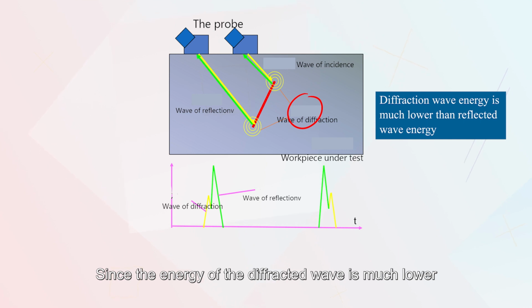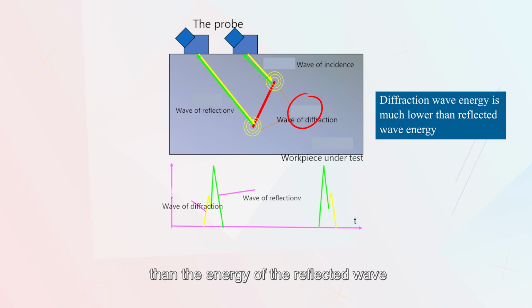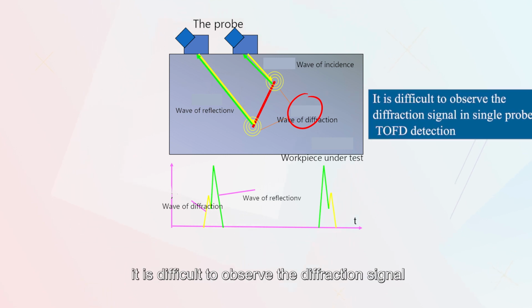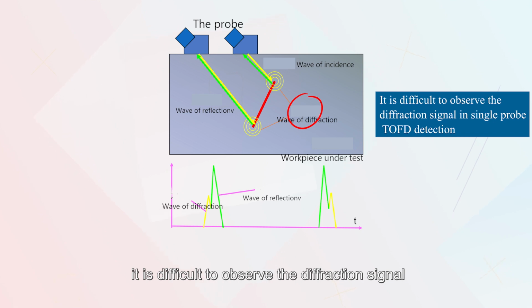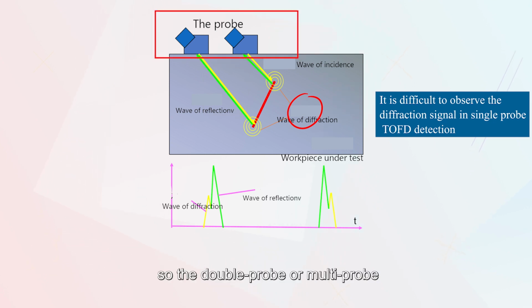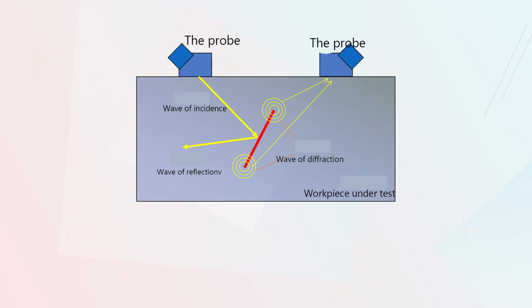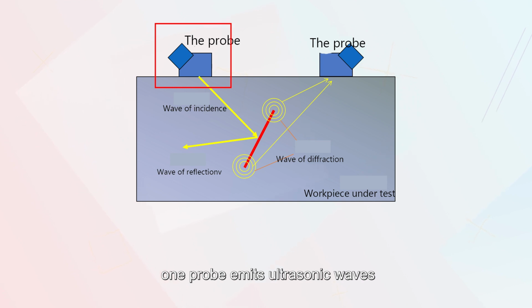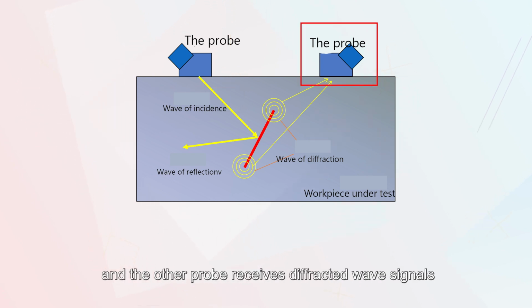Since the energy of the diffracted wave is much smaller than the energy of the reflected wave, it is difficult to observe the diffraction signal when a single probe is used for TOFD detection. So the double probe or multi-probe method is mostly used. For example, in two-probe array detection, one probe emits ultrasonic waves and the other probe receives the diffracted wave signals.